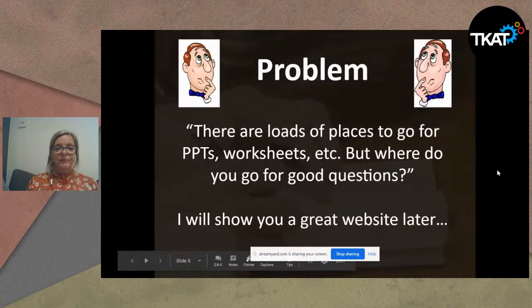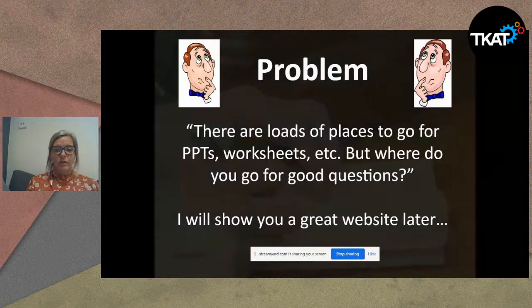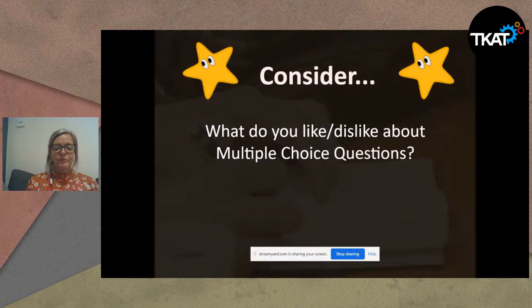So there are loads of places to go for PowerPoints, worksheets, etc. I think we found and probably exhausted most of the online platforms that provide things like that, for example, Twinkl. But where do you go for good questions? So I'll show you a great website for this later. But first, I want you to consider this. What do you like or dislike about multiple choice questions?